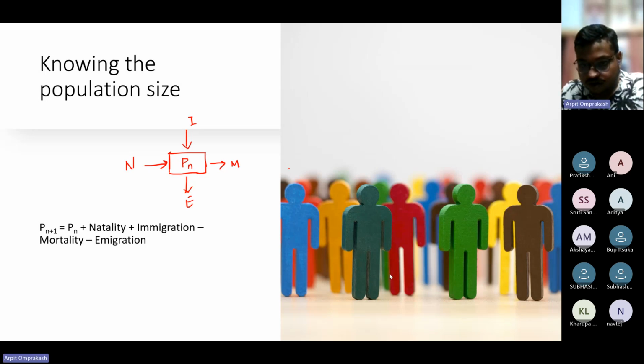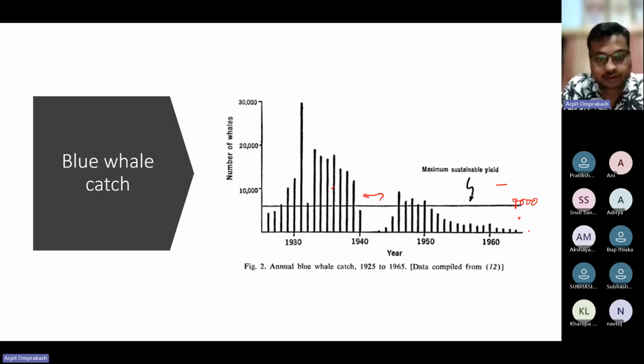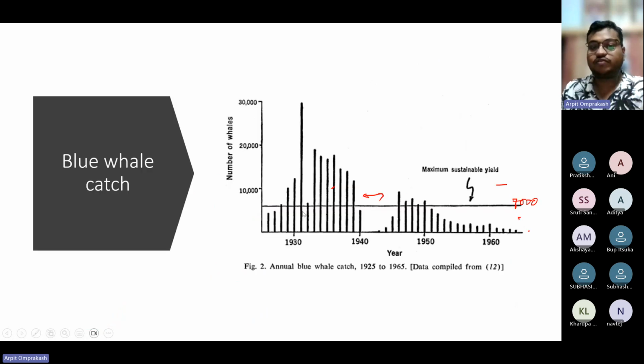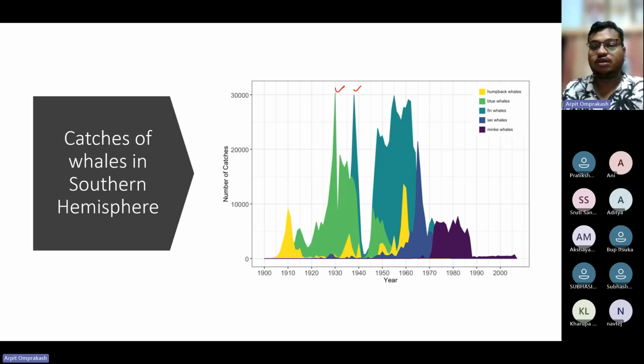Okay, and do these points in the graphs represent the counting attempts? Which points exactly are we talking about? So these points are basically the number of whales or number of organisms that are caught every year for fishing or whaling.